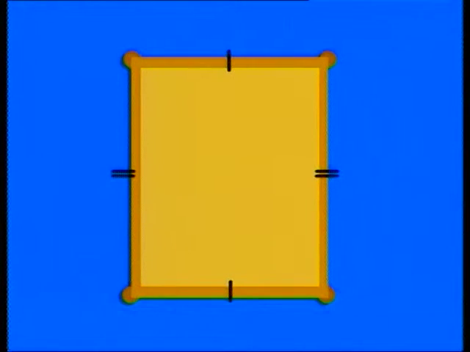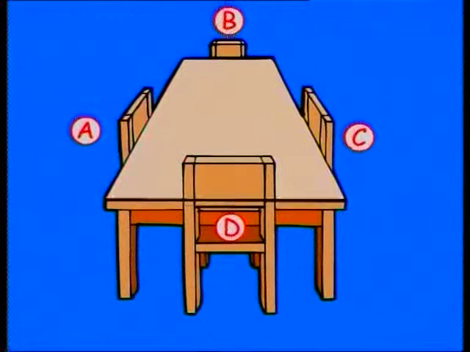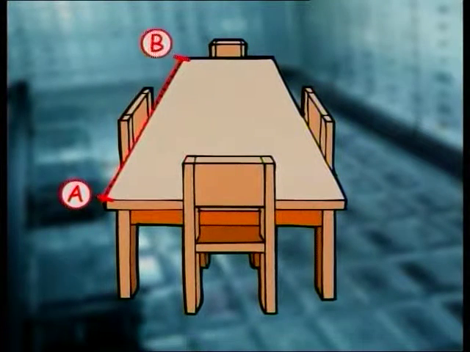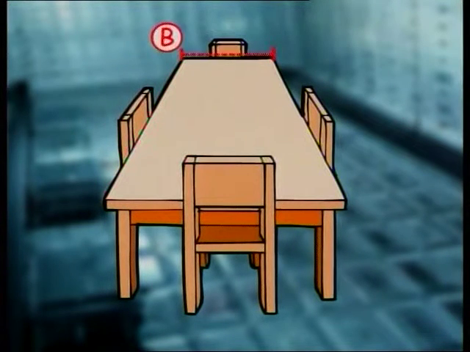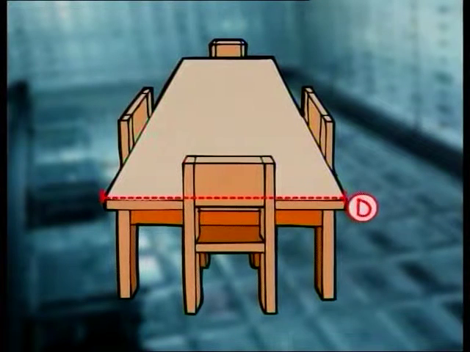Now, let me measure the perimeter of this table. This is side A, side B, side C, and side D. The length of A to B is 7 centimeters. B to C is 3 centimeters. C to D is 7 centimeters, while D to A is 3 centimeters.